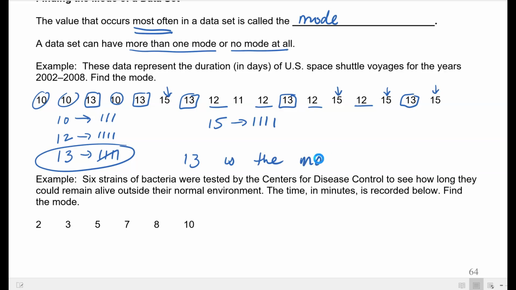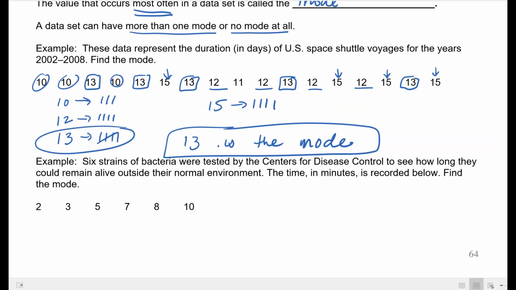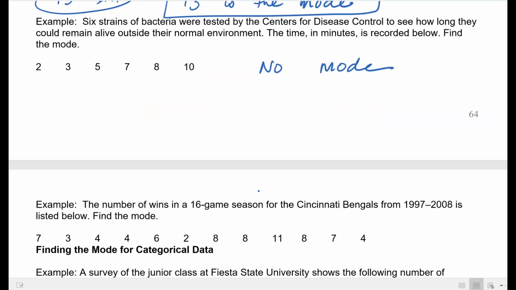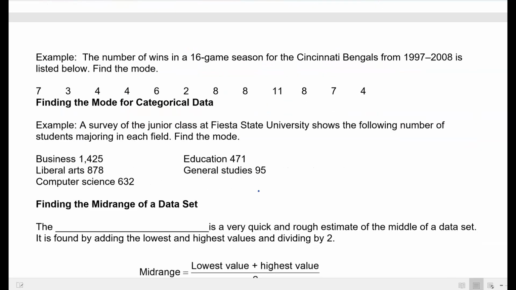because it repeats the most. And we're not going to list the other ones. Even though they repeat, they don't repeat as much as 13, so they're not listed. The next example shows you an example where there would be no mode because every value only occurs one time. So on Connect, you'll be first asked, is there a mode? And you'll say yes or no. And then if you say yes, then they'll prompt you to put in the values.